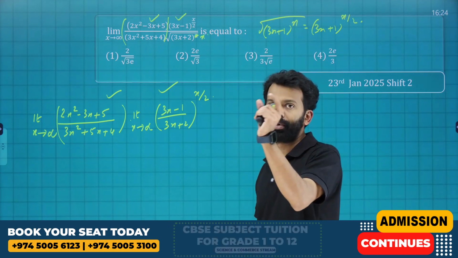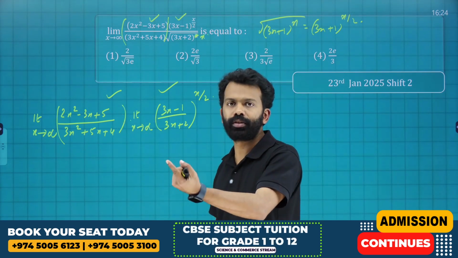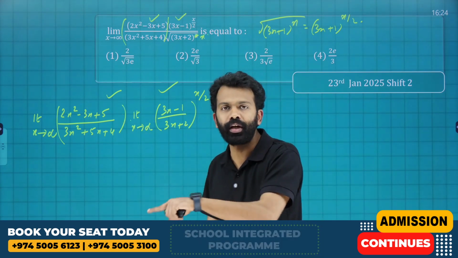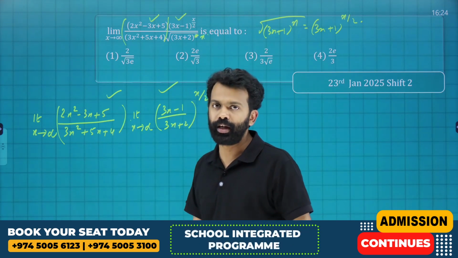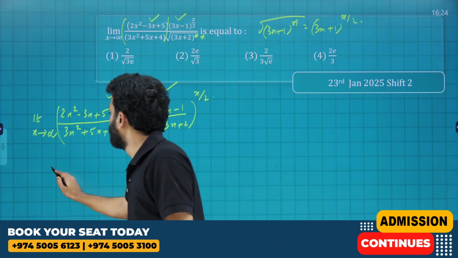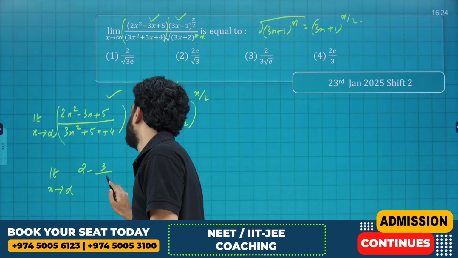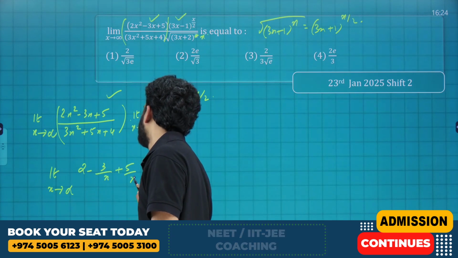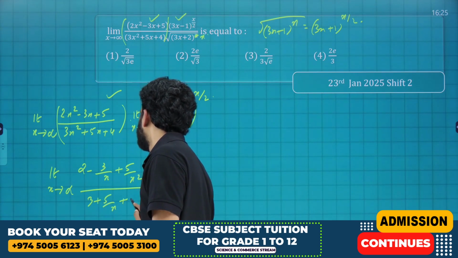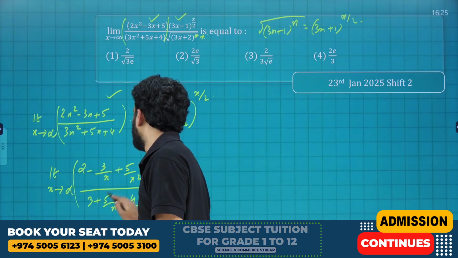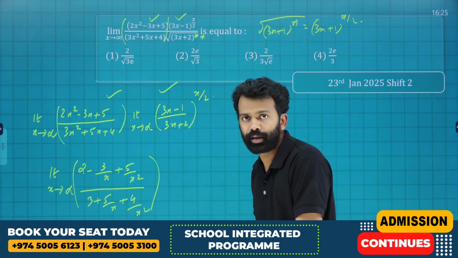Divide by x raised to the highest power available in the numerator or denominator. Here the highest power is 2, so you need to divide numerator and denominator by x square. After dividing, you get the limit as x tends to infinity of (2 minus 3 by x plus 5 by x square) divided by (3 plus 5 by x plus 4 by x square).